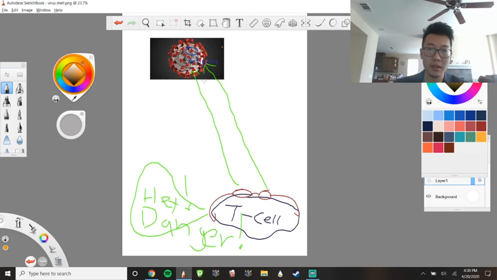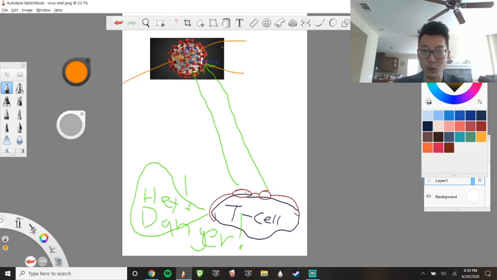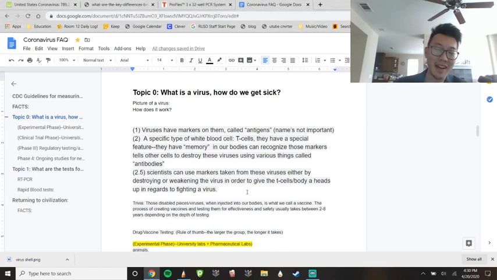Totally destroy. How it destroys it, not super important. Things attach onto it, sometimes the viruses get ripped apart. Sometimes cells no longer accept the virus from entering the body. Those are just minor details that we're not focusing on today. But how's that important for us right now?